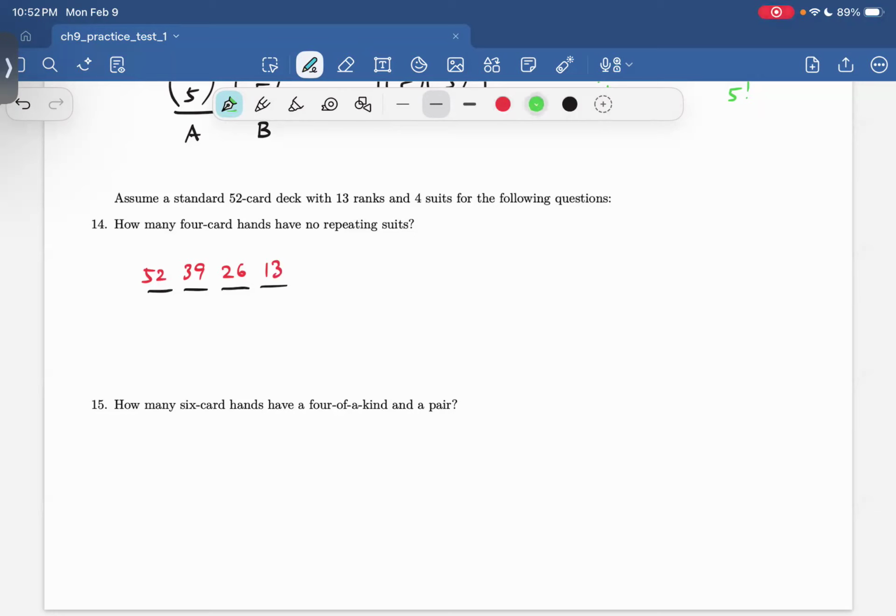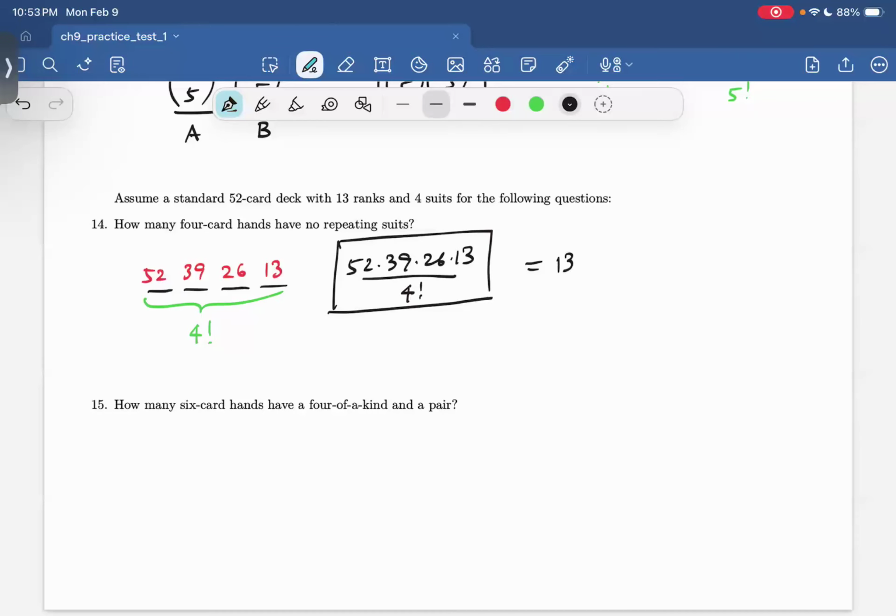Of course, we'll overcount by how much? 4 factorial, because the order of the hand doesn't matter. So the answer is 52 times 39 times 26 times 13 divided by 4 factorial. Now, if you look carefully, you would be able to see that this is actually equal to 13 to the 4th power.